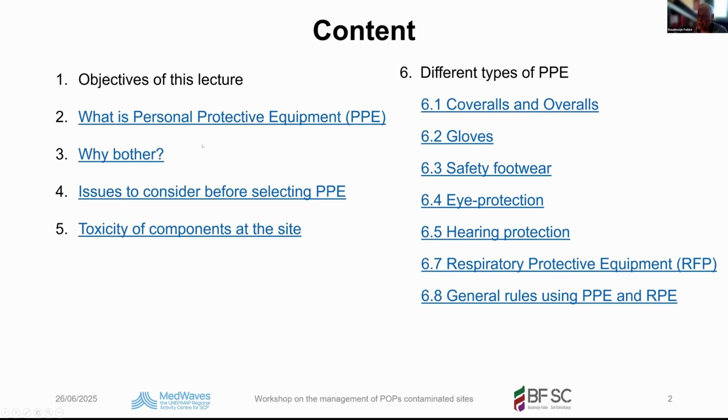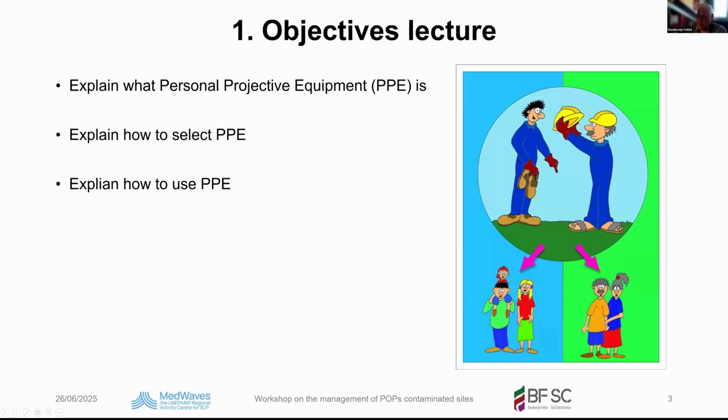Then what is personal protective equipment? Why should we bother? Issues to be considered before selecting, toxicity of components at site, and then we go into more details about the different types. You have overalls and cover overalls, gloves, safety footwear, eye protection, hearing protection, and respiratory protection equipment, and then the general rules for the equipment. The objective of the lecture: explain what protective equipment is, explain how to select, and explain how to use. And the motto is take care of each other so that you can come home safe.